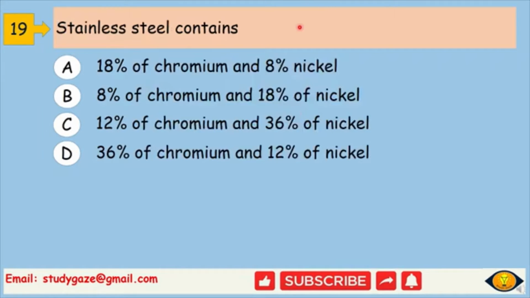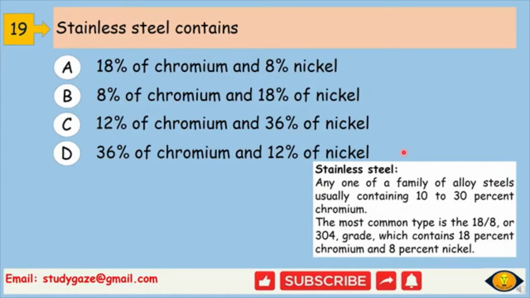19. Stainless steel contains 18% chromium and 8% nickel, 8% chromium and 18% nickel, 12% chromium and 36% nickel, 36% chromium and 12% nickel. The answer will be A. 18% chromium and 8% nickel.